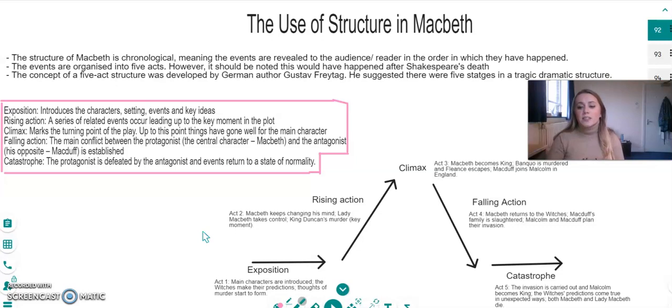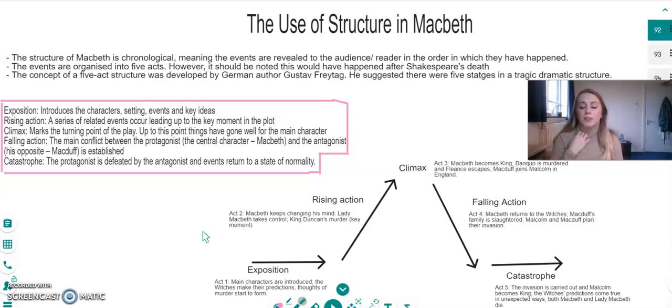It's not very intuitive, but hopefully that does make sense. So we're heading down to the falling action. This is Act 4. Macbeth returns to the witches. Macduff's family is slaughtered. Malcolm and Macduff plan their invasion. So this is where the conflict between Macduff and Macbeth is really heating up, and we're heading towards the catastrophe. And even though, as I just said, the catastrophe is probably the most intense moment of the play, it is the moment that brings us back to normality, which is what our arrow here represents.